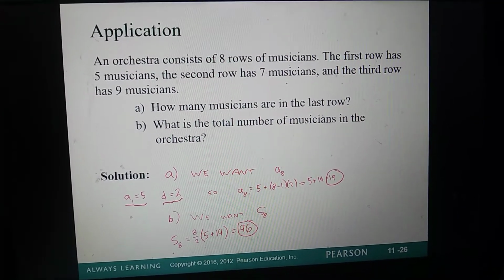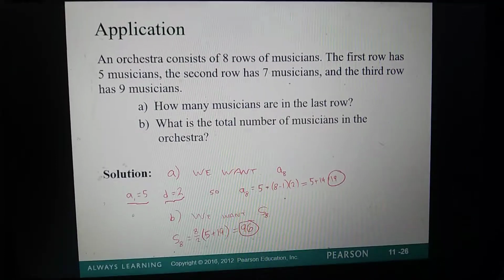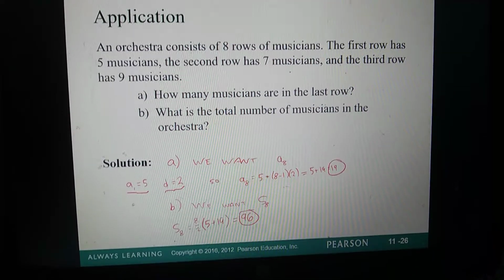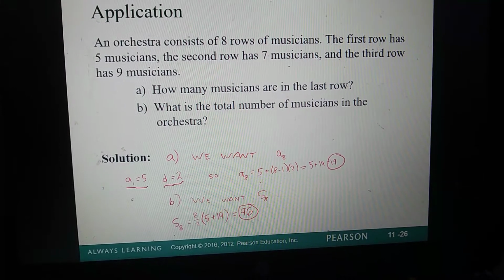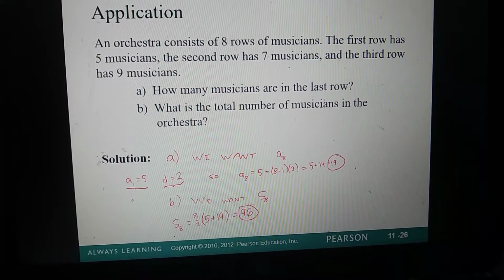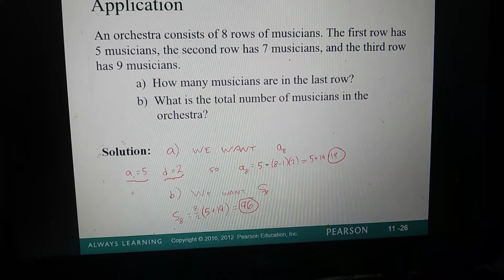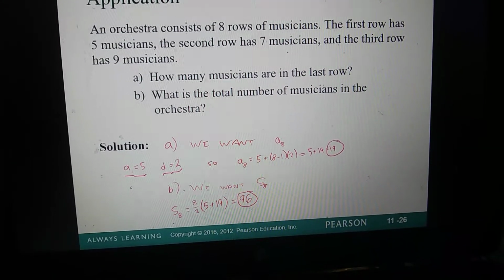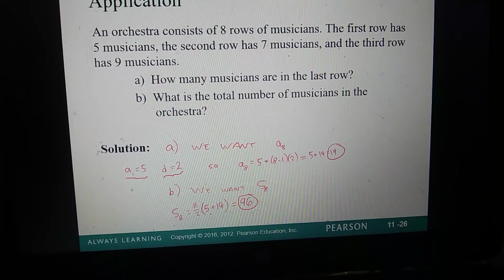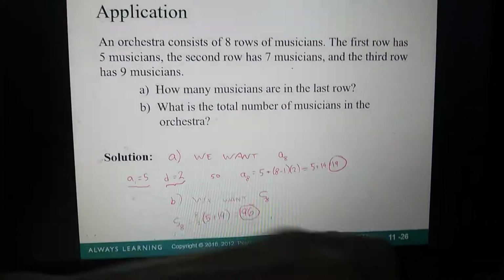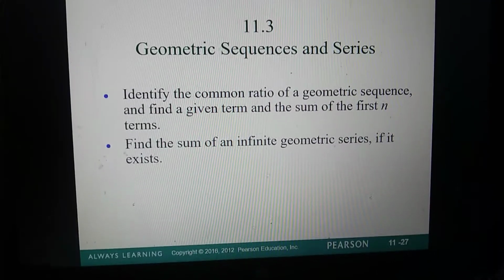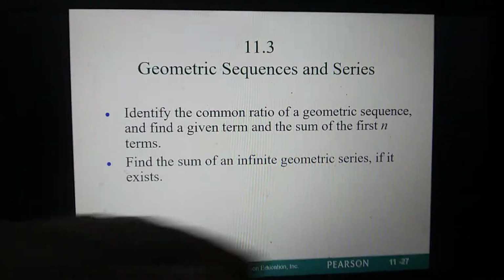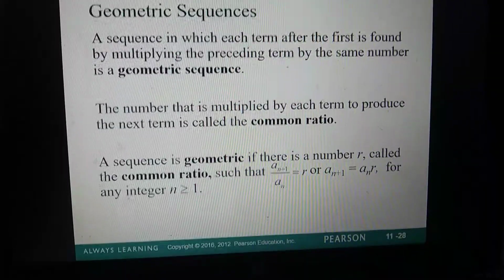So this first part, part A, we're just looking for the number of musicians in that 8th row. So the 8th term, we plug it into our formula, and out comes 19. For part B, we want that partial sum. So we already have the pieces we need, so it's just 8 over 2 times 5 plus 19, and it gives us 96.